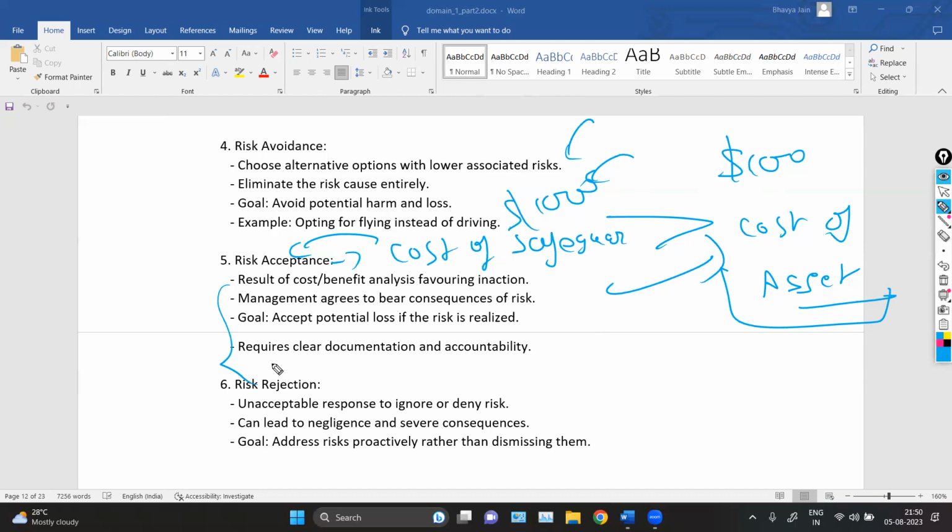For accepting, your company should know what the consequences are if you accept the risk. So you should document that, and you also have to document who is accountable for this decision. If you're accepting the risk, who is responsible for this decision? You need proper documentation for that, even for future use. So you need full documentation for accepting or ignoring the risk.